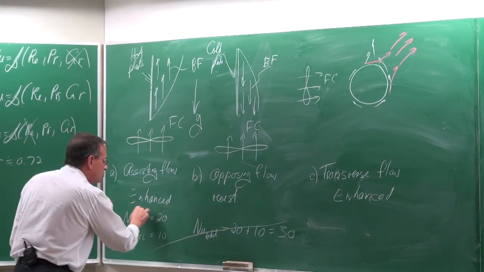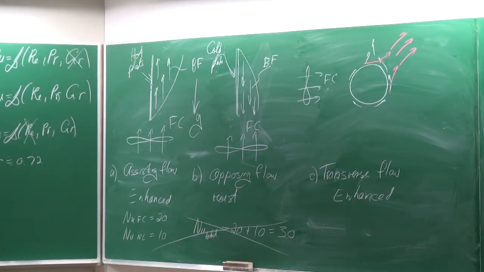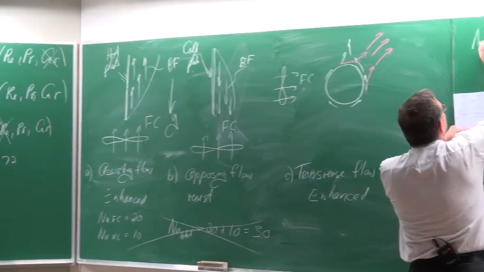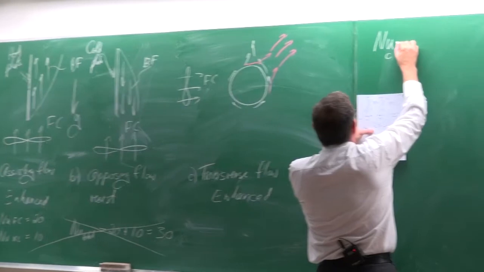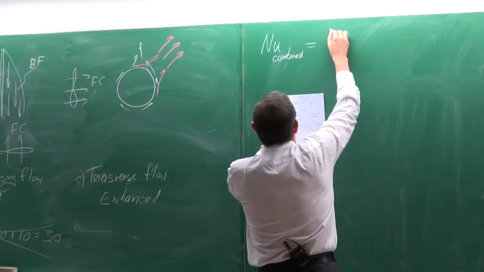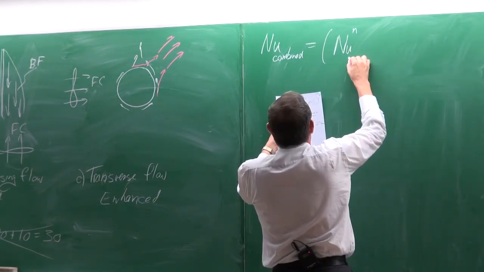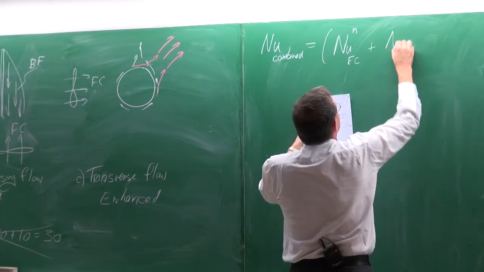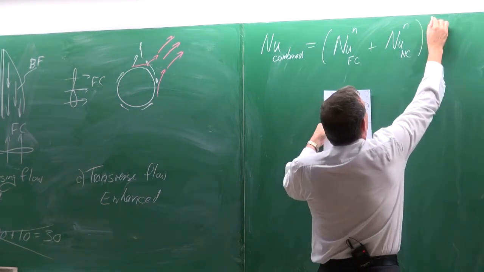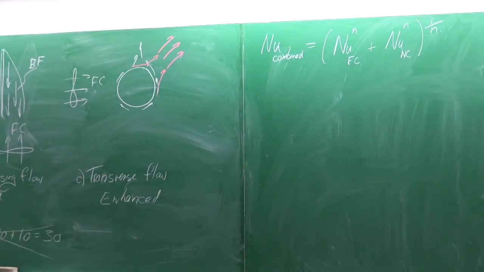Okay, now that is incorrect. That is not how we determine the combined Nusselt number. The combined Nusselt number we have determined with experiments. It can be written as Nusselt to the n for forced convection plus Nusselt to the n for natural convection, all to the power of 1 divided by n. If we do it like that, then it works.